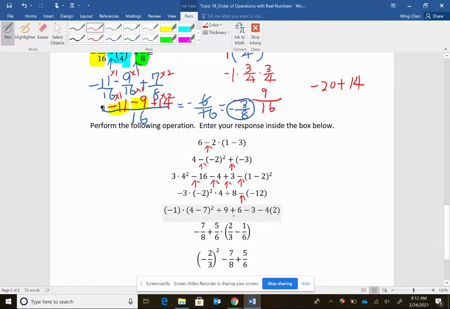All right, this is a long one too. Figure out what's inside the parentheses and square that. Then you become negative 1 times whatever this is, then divide it by 9. You have to do it from left to right. Positive 6, subtract, subtract. All right, well, the addition sign right here separates two terms. I'm just pointing the arrow at where all the terms should be separated.